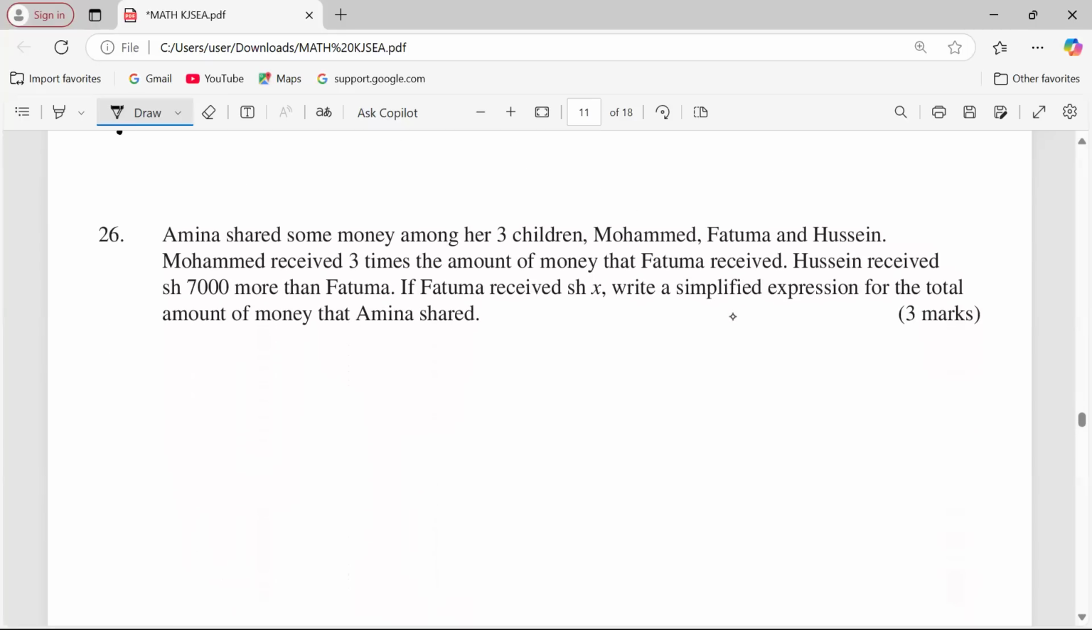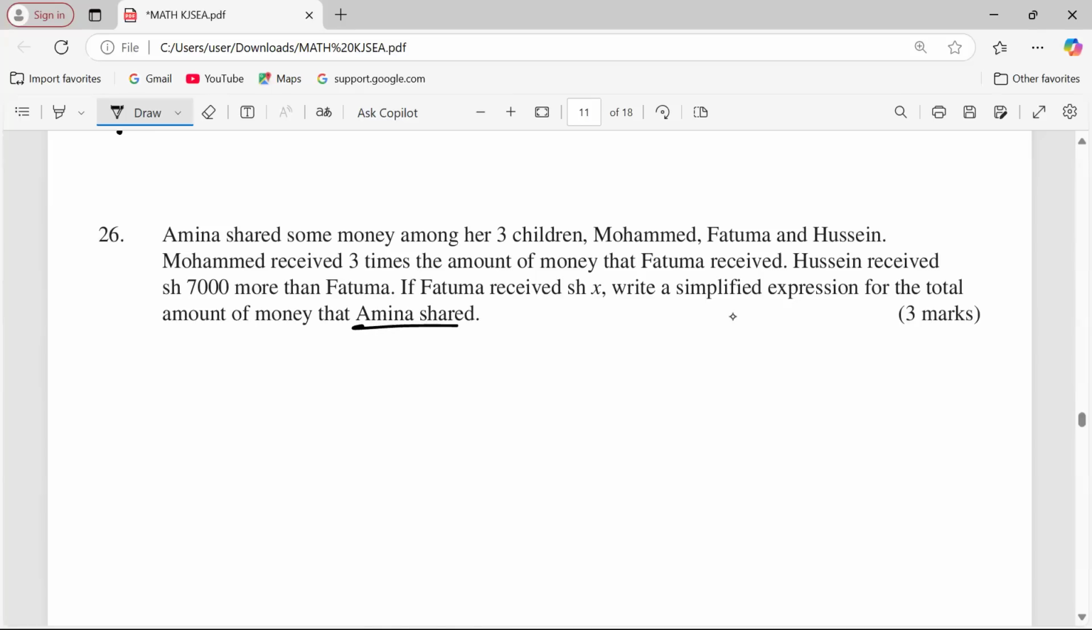Number 26. Amina shared some money among her 3 children, Mohammed, Fatuma, and Hussein. Mohammed received 3 times the amount of money that Fatuma received. Hussein received 7,000 shillings more than Fatuma. If Fatuma received X shillings, write a simplified expression for the total amount of money that Amina shared.